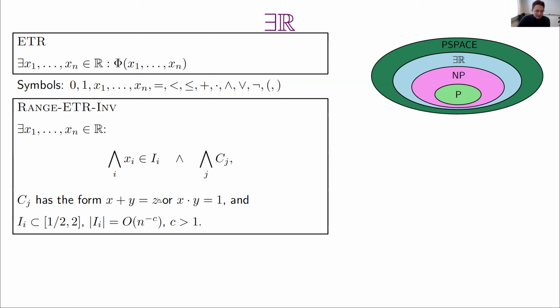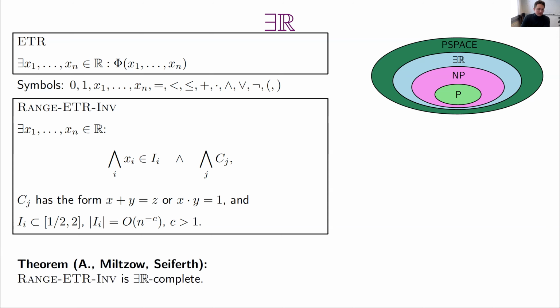Each of them has one of these forms. It can either be an addition constraint like this, so two of the variables should sum to a third one, or it's an inversion, so the product of two of the variables should be 1. And then these intervals that the variables have to be in are all sub-intervals of the range from 1/2 to 2, and each of them is very small. Each of them has a length which is of the order of n to the minus c for any constant c.